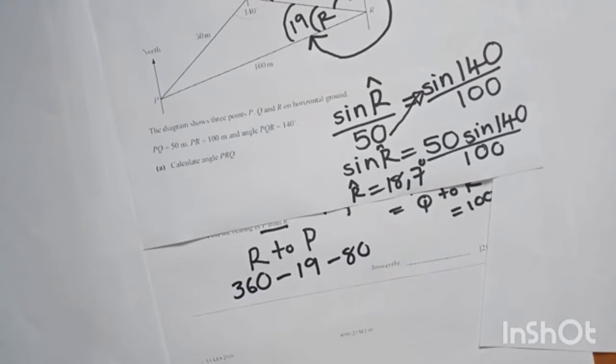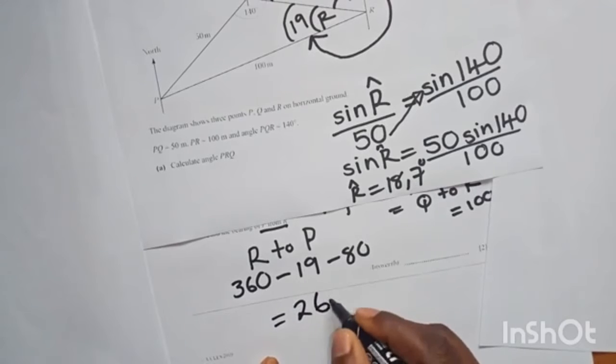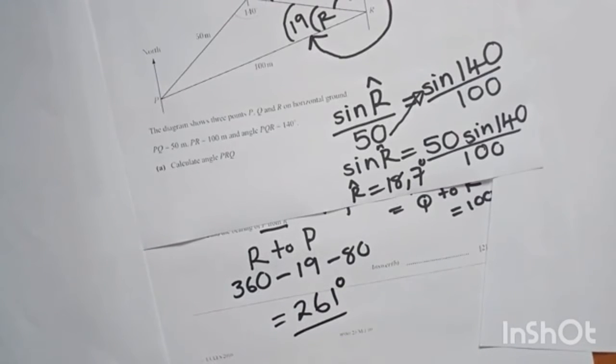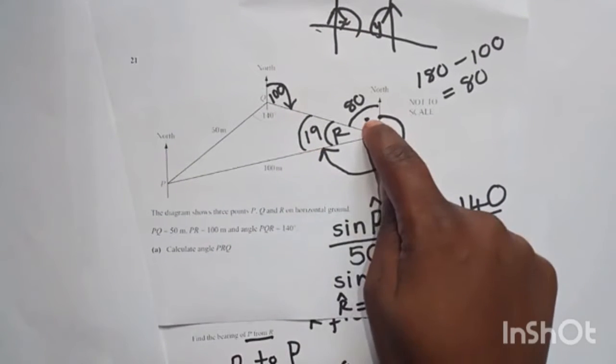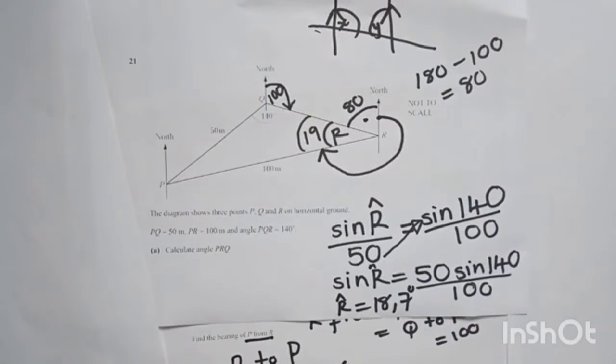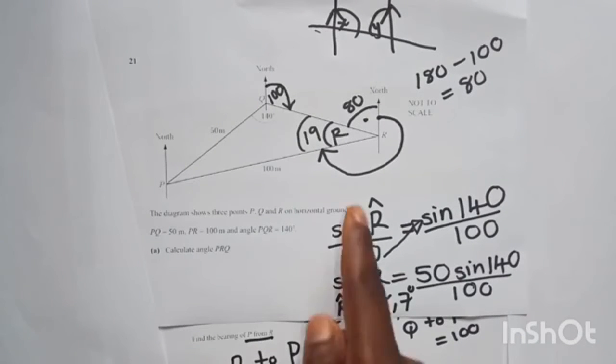So 360 minus 19 minus 80 gives you 261 degrees. So 261 degrees is our final bearing, is our final answer. Since 19 and 80 and this required angle complete a revolution, they add up to 360. So it's 360 minus 19 minus 80 to get the required bearing.